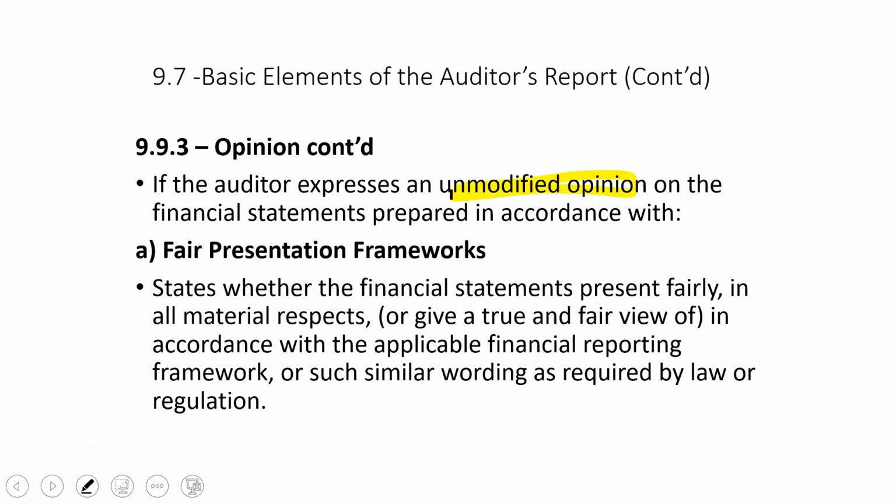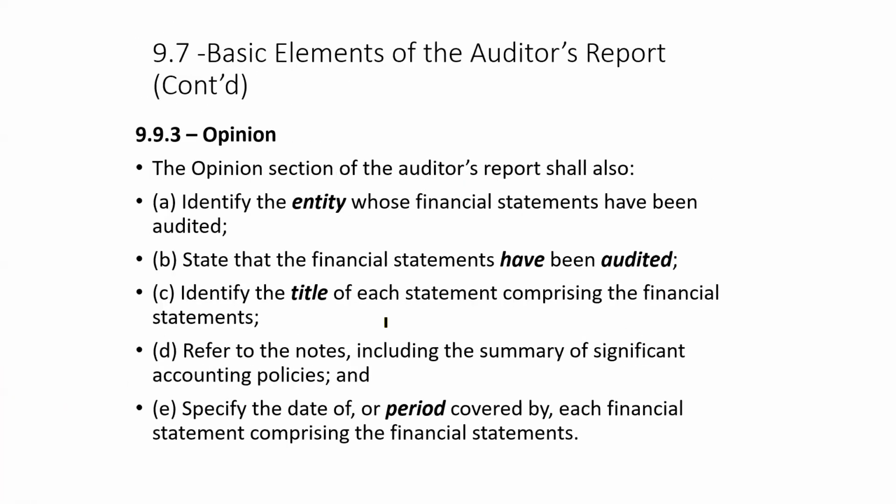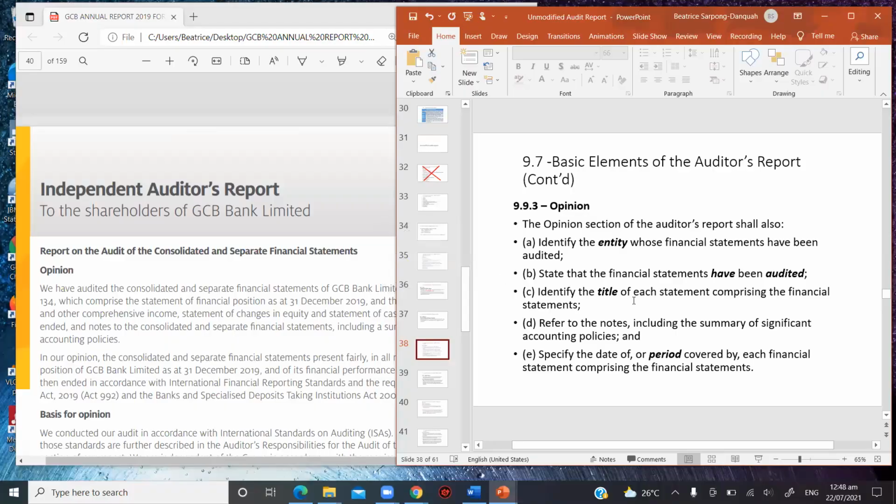And he also states whether the financial statements present fairly in all material respects, or it gives what? A true and fair view. So that is the opinion paragraph. And it also indicates whether the financial statements are prepared in accordance with applicable financial reporting framework. So it will indicate all of this information in the opinion paragraph. Let's find out from GCB Bank to see if they have all this information.